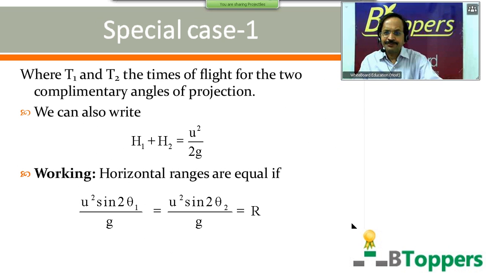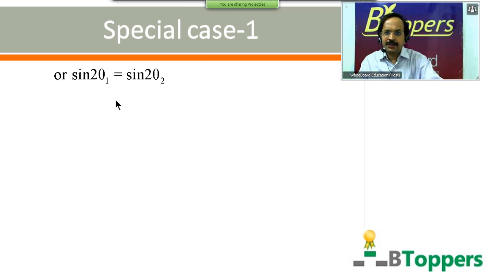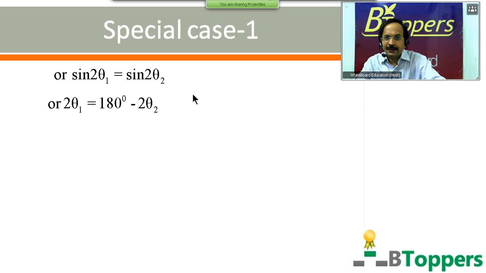Horizontal ranges are equal if u square sin 2 theta 1 by g equal to u square sin 2 theta 2 by g equal to R. I denote the range in each case by R. So sin 2 theta 1 equal to sin 2 theta 2. That means the two angles 2 theta 1 and 2 theta 2 must be supplementary. So we can write 2 theta 1 equal to 180 degrees minus 2 theta 2, because sin of 180 minus theta is equal to sin theta.